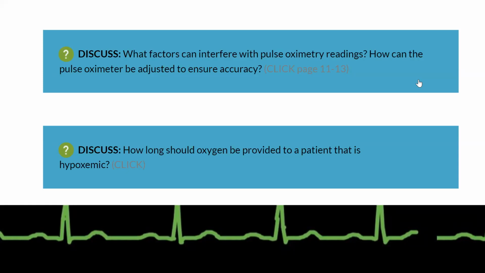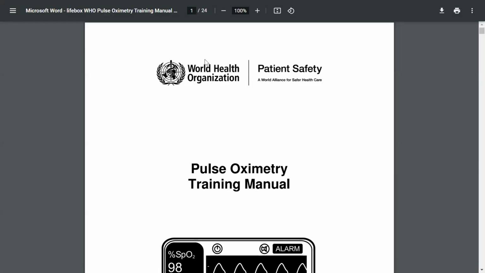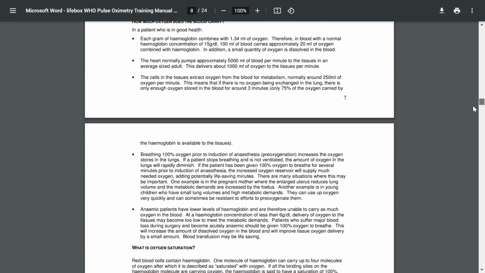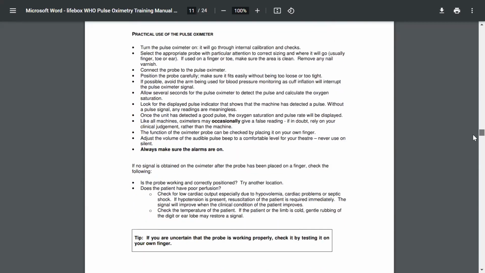Okay, so let's go to the next question. Which factors can interfere with pulse oximetry reading? How can the pulse oximetry be adjusted to ensure accuracy? So yeah, if you can put in the chat at least one or two factors which affect reading of pulse oximetry.